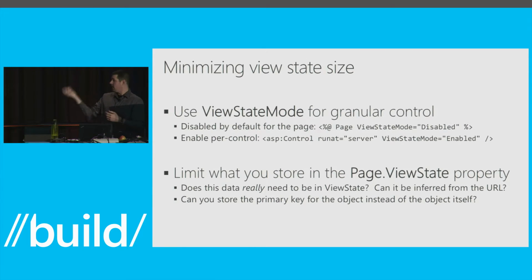If you're storing stuff in view state directly, just be cognizant of what you're putting in there. Instead of storing an entire model, maybe you can store the unique ID, the primary key for that model, so that when the request comes back in, you can just look it up from a database or from an in-memory cache. If all you need is a little int ID, then certainly prefer that over storing the entire object itself.